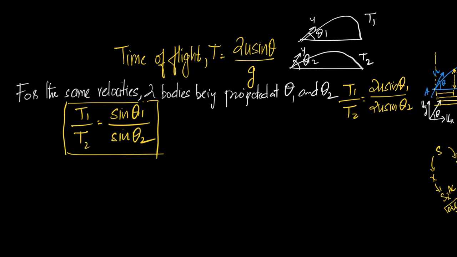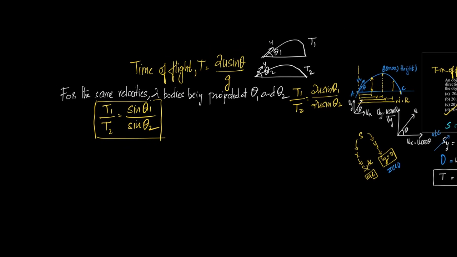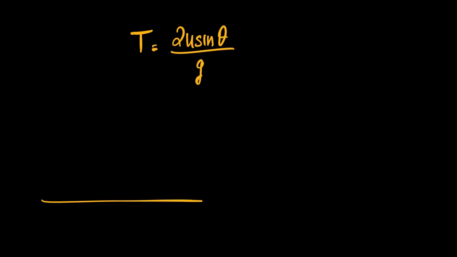Is there anything else that we could say? Yes. Additionally, what we can write is, we know time of flight T is equal to 2u sine theta by g. Now when is this applicable? When an object is projected with a velocity u with respect to the horizontal at angle theta, right? In which case T is 2u sine theta by g.